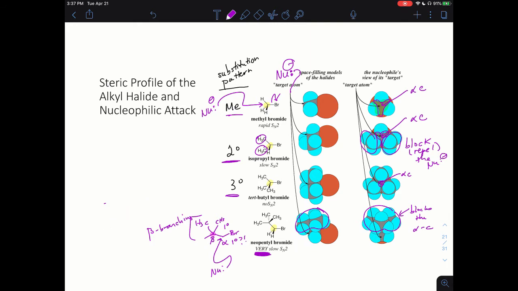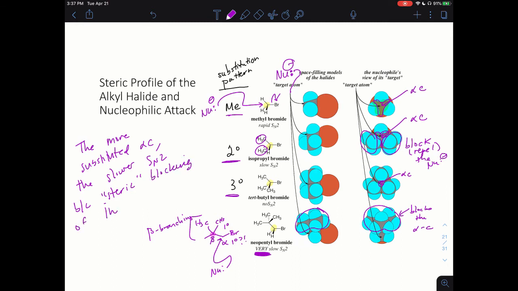Well, the bottom line here is that the more substituted the alpha carbon, the slower the SN2, because of what we call steric blocking, where electron clouds repel, of the nucleophile's attack. Okay, excellent. So now we understand that.